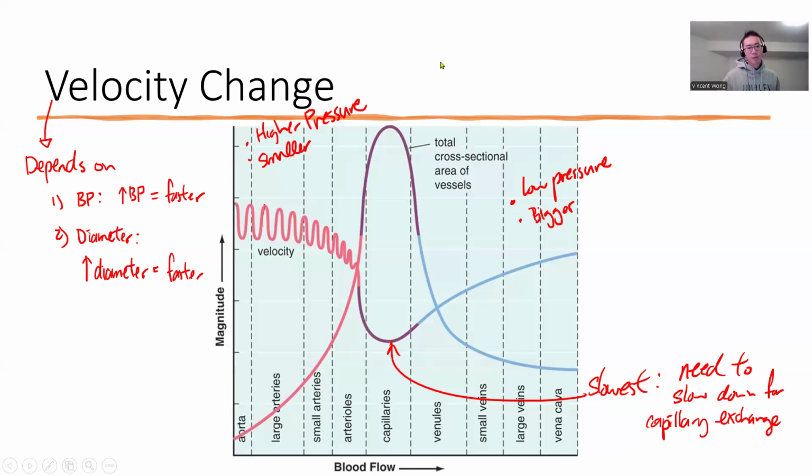And superimposed onto this graph is the cross-sectional area. Right? All that means is if you lay out the vessels, which one would cover the most area. Right? So aorta is really big, but we only have one of them, so it doesn't really cover much space, much area. Capillaries, individually, they are very small, but capillaries are all over the body. So collectively, they cover the most area.